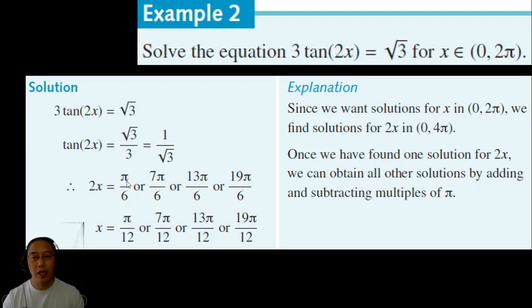periodic function, so we can add a period, which is pi for 2x. Okay, now when you make x the subject, now the period is going to be pi over 2. So you can see from pi over 12 to 13 pi over 12, we actually add pi over 2. Previously we added pi because pi is the period for tangent. For tangent of 2x, when x is the subject, the period is now pi on 2. So we have 4 solutions here, and those solutions need to be within this interval.